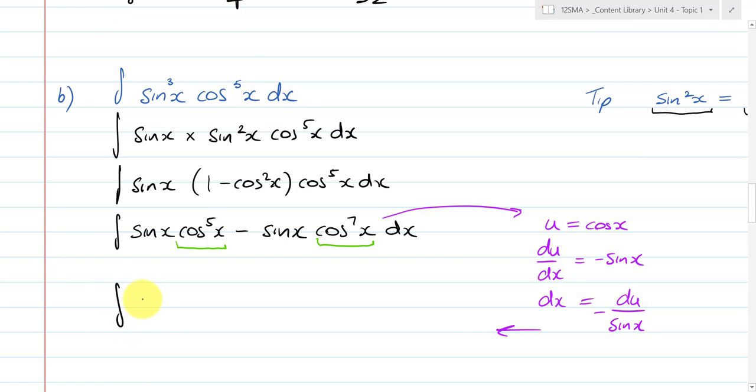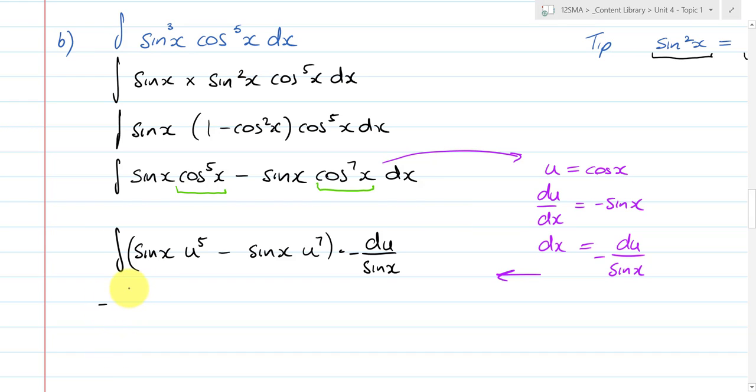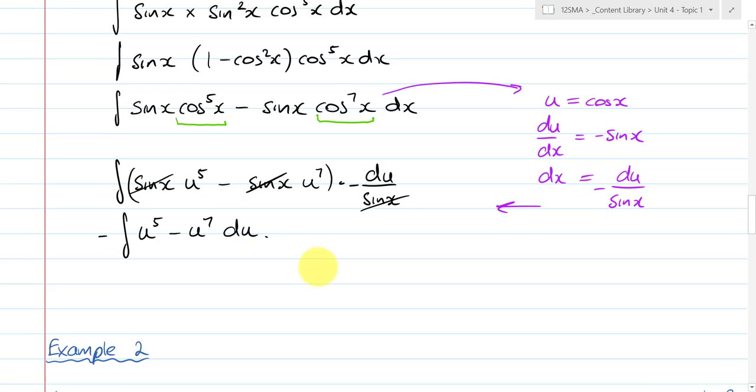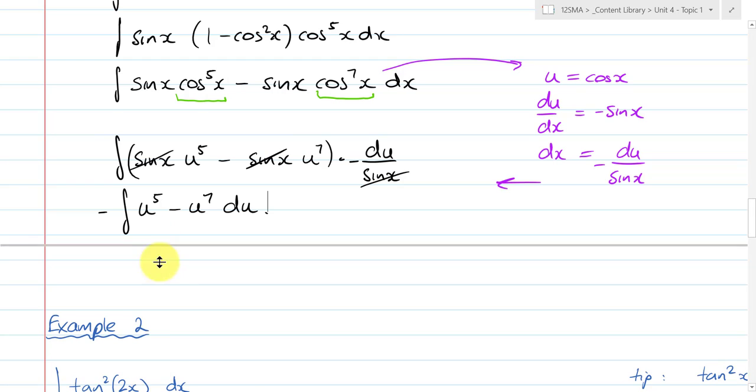The integral of sine x times u to the power of 5 minus sine x times u to the power of 7 times by du over sine x, and of course that's negative. Now I'm going to bring the negative out the front, and the sine x will cancel with that sine x, which is handy, and I'm left with u to the power of 5 minus u to the power of 7 du, which I could provide as u to the power of 7 minus u to the power of 5.